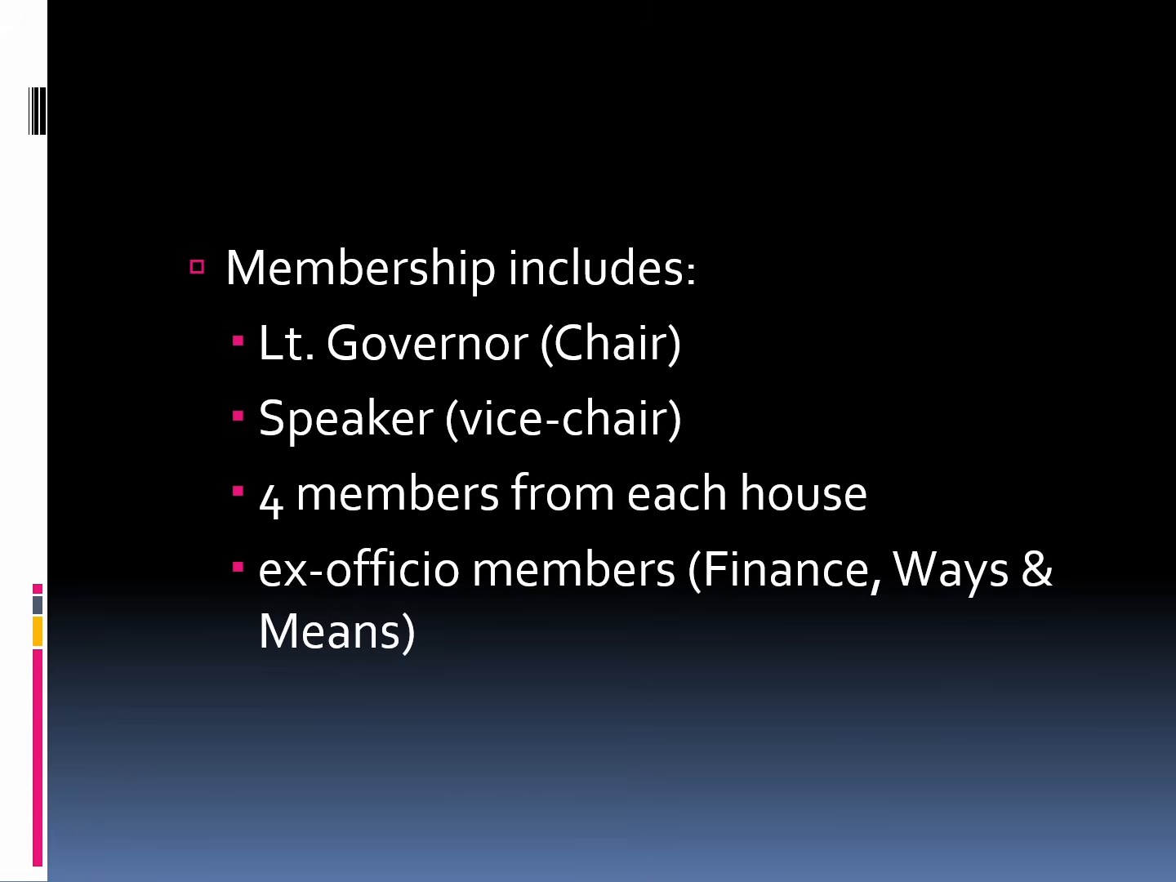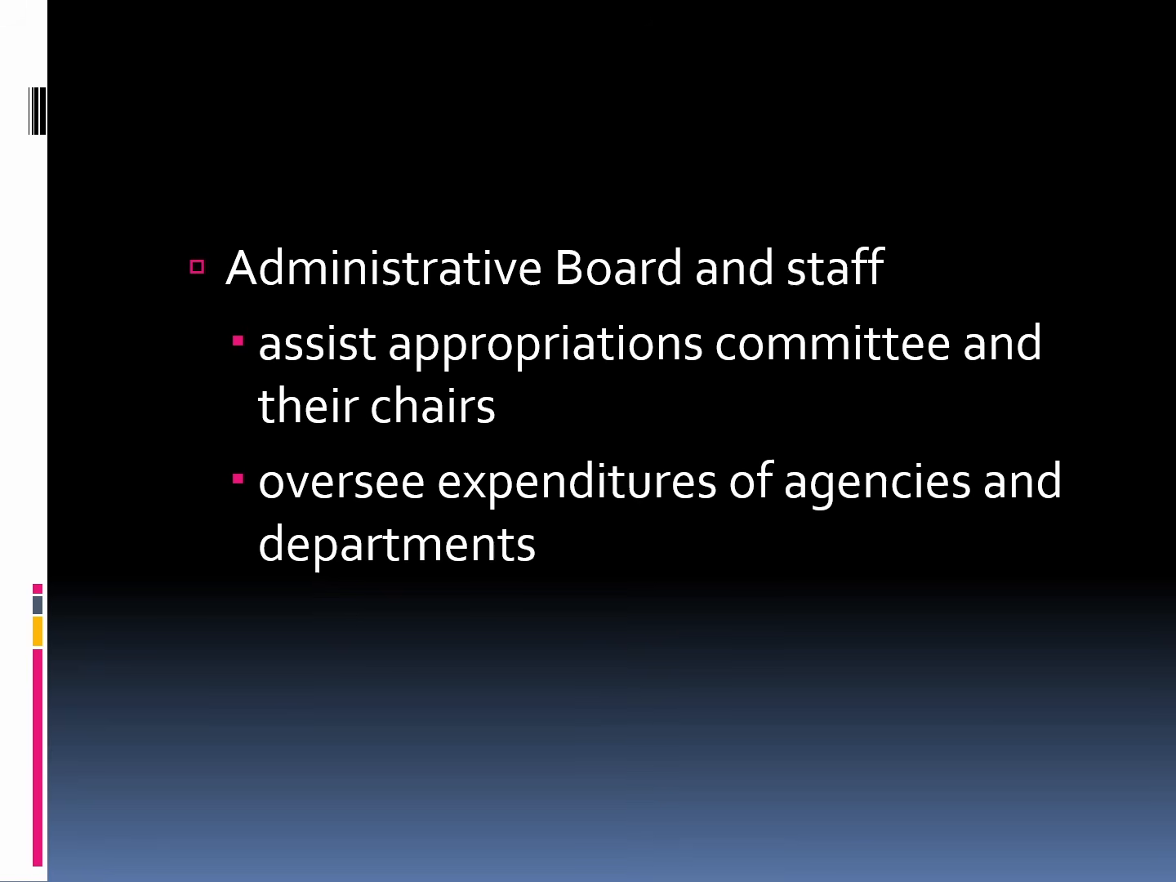Okay, so the membership for the Legislative Budget Board includes, let's look at this. The chair is the lieutenant governor. The vice chair is the speaker of the house. They will appoint 4 members from each of the chambers, and they have ex officio members, which are basically non-voting members from finance, ways, and means. So they'll know how much Texas is going to need in order to be able to run the state agencies.